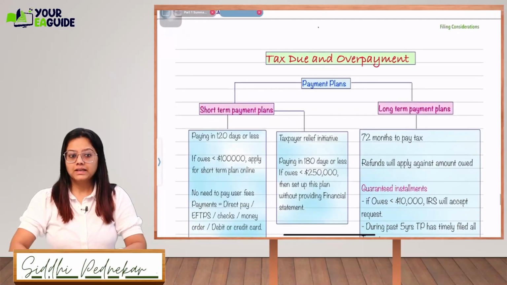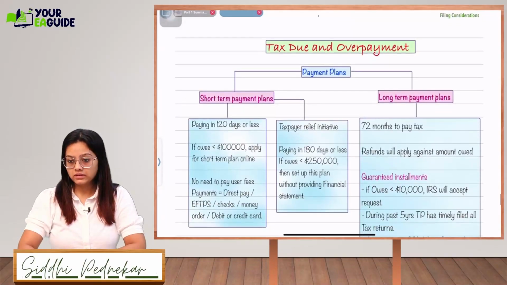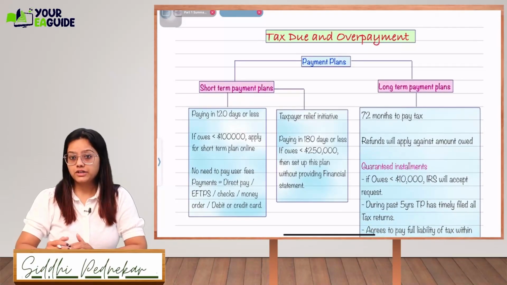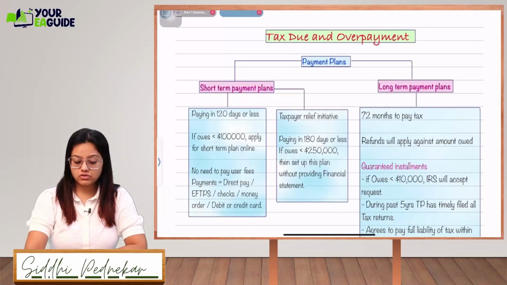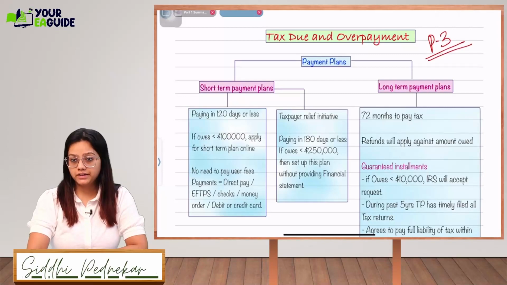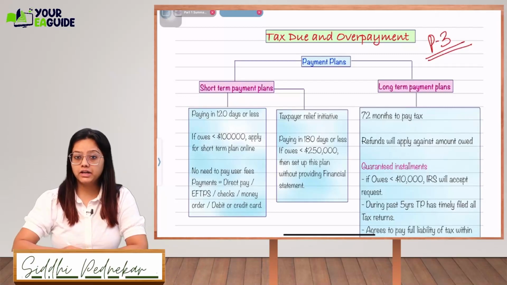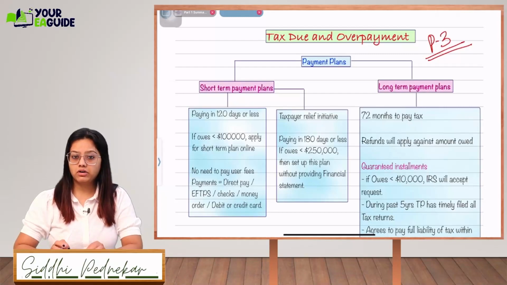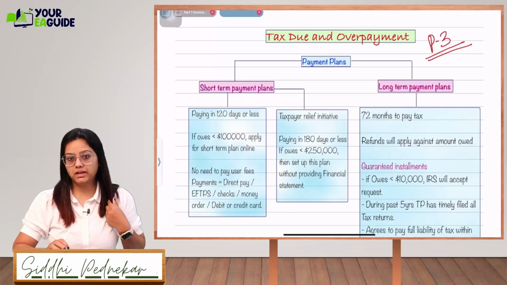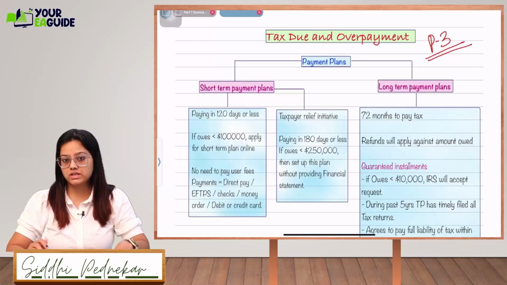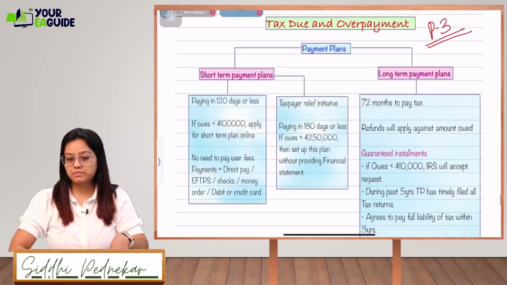Next is tax due and overpayment. Actually this is a part of your Part 3. It's a very detailed chapter in Part 3. Here I'll just explain a little bit of it, because it might happen that it is included in our Part 1 syllabus. So I'll give you an explanation.